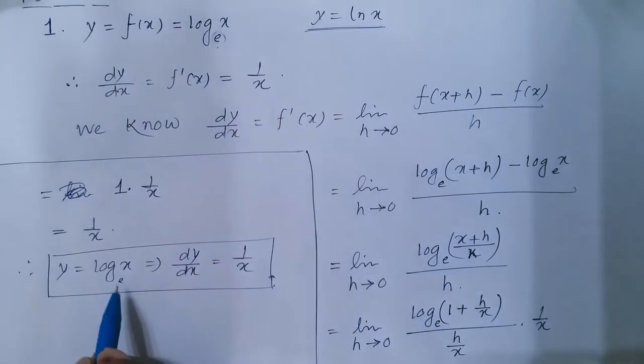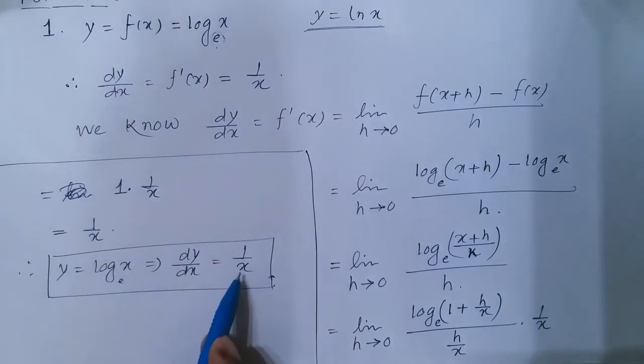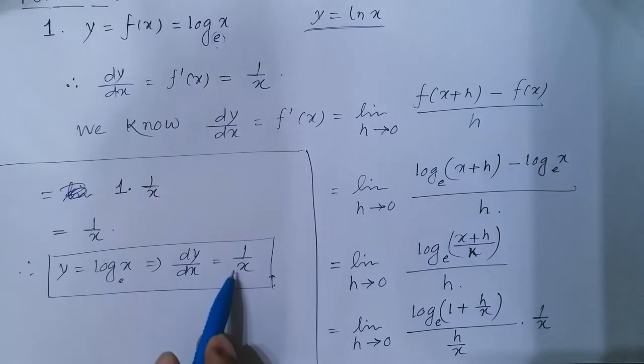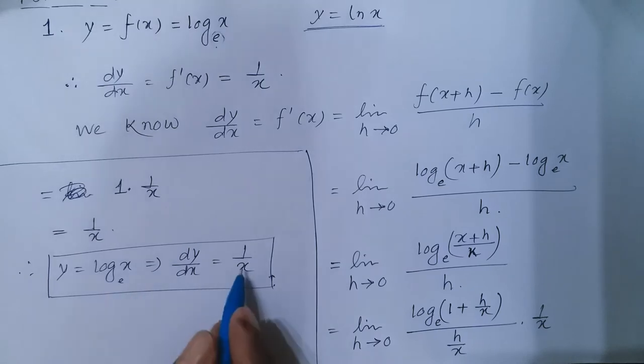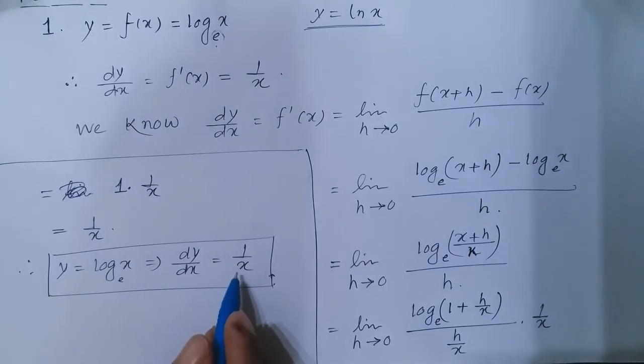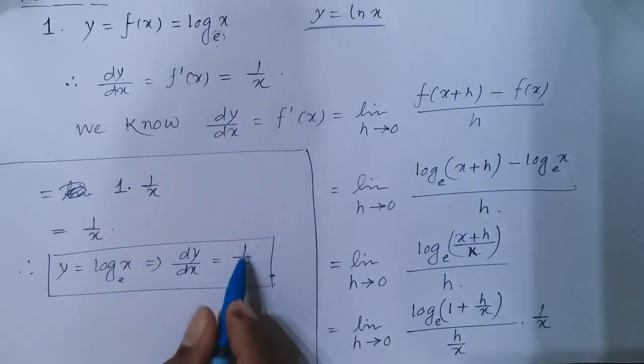You should keep in mind, when the base of the logarithm is e, in that case only dy dx is equal to 1 by x. Otherwise it is not 1 by x. If the base is any other number, then it is not 1 by x, keep this in mind. If it is e, then it is only 1 by x.